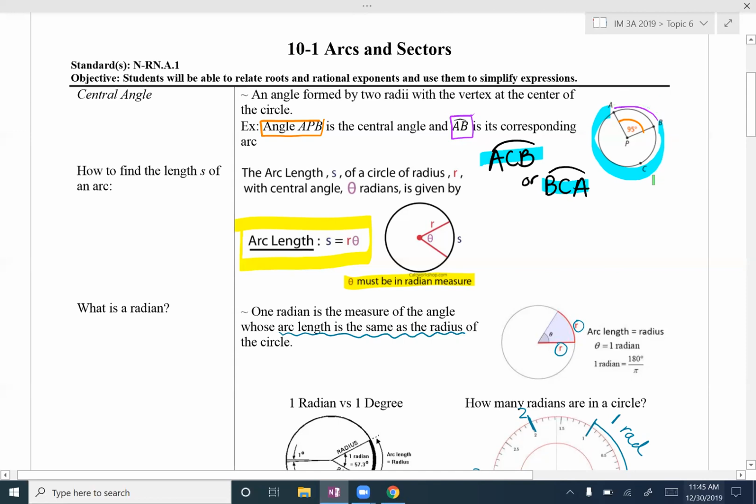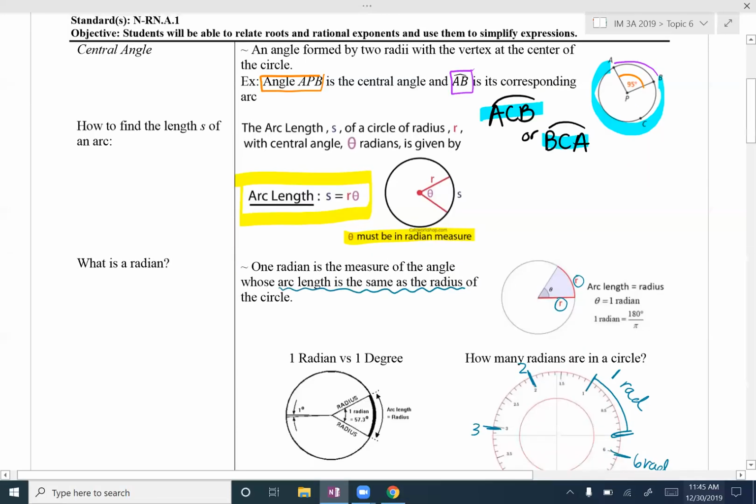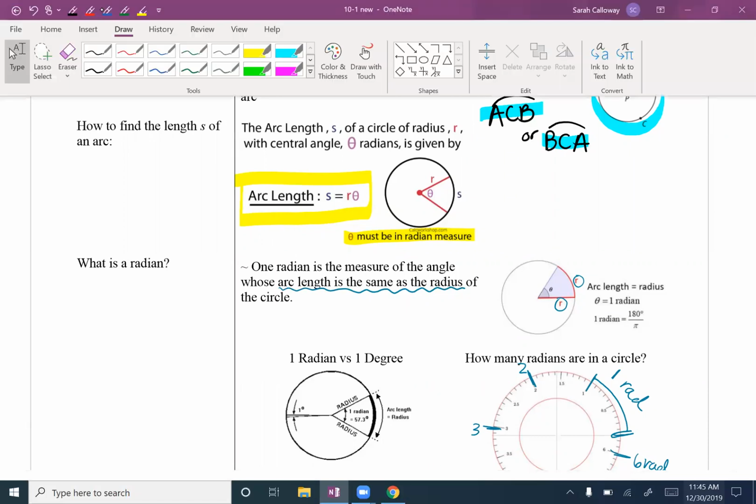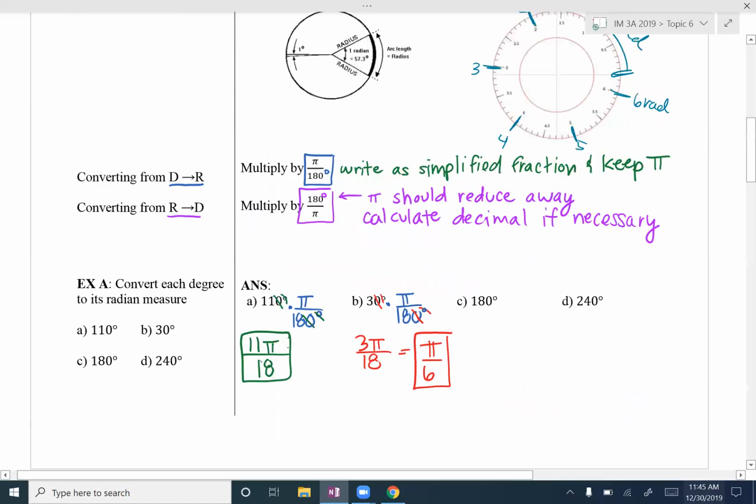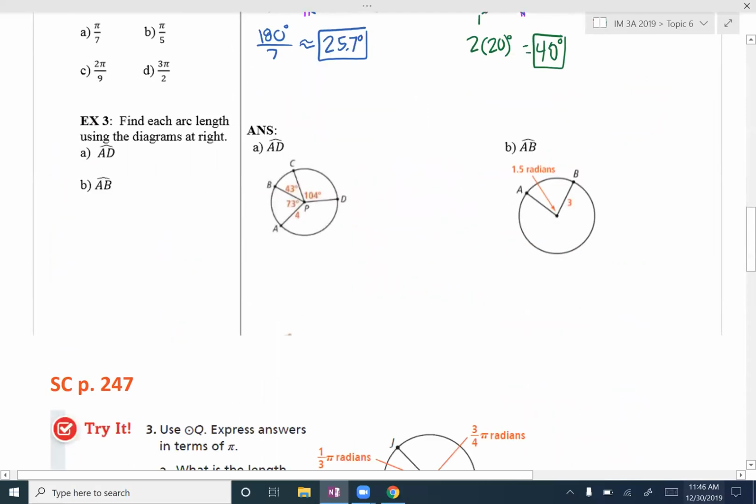So paying attention to the letters is important so that we know which direction we're going in order to know the appropriate answer. We're going to be using the formula for arc length: S equals R times theta. S represents arc length. We need to know the radius of the circle, but also the measure of the angle in radians. Some of the problems will give us the measure of the angle in degrees, and we'll have to convert to start.